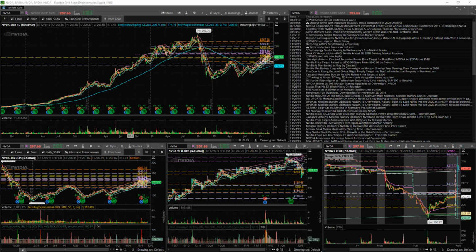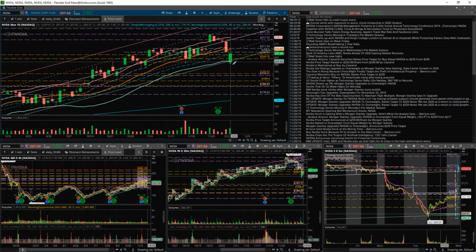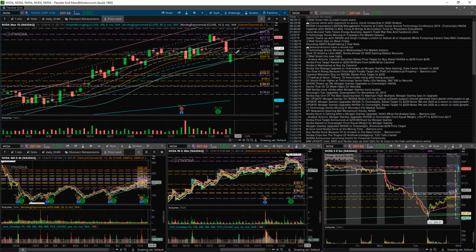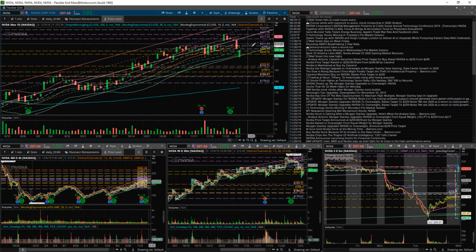All right, we have quite a bit of the list left still. Let me check how much time I have. Okay, I'm already at 20 minutes. Let's do it fast. NVIDIA tested the lower end of that regression channel, held the lower Keltner, back over the 30. See if it can reclaim this 210 to 212 level, to see what it wants to do. It might just need a little bit of consolidation as well.